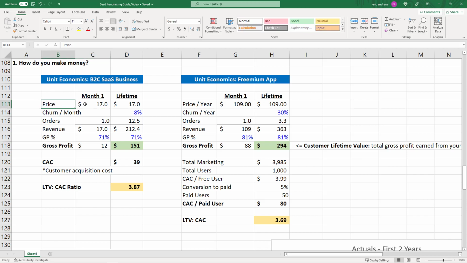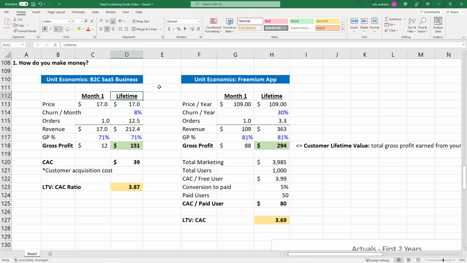So we're saying the price is $17 a month. In the first month of our relationship with them, we make $17. There's no churn because it's just 1 month. They make 1 order. The gross profit is 71%, so in profit we make $12. They spend $17. We spend basically $5 to run the product and $12 in profit. Okay, great. So that's how we make money.